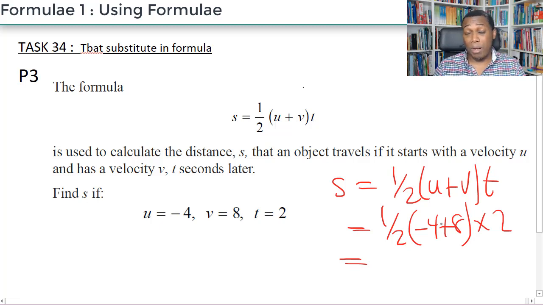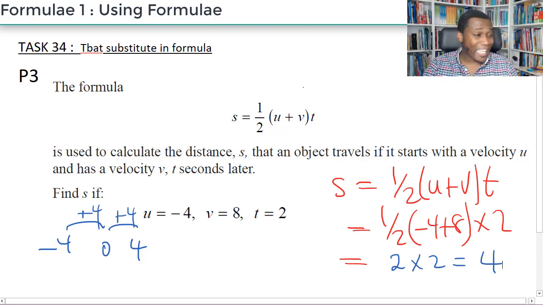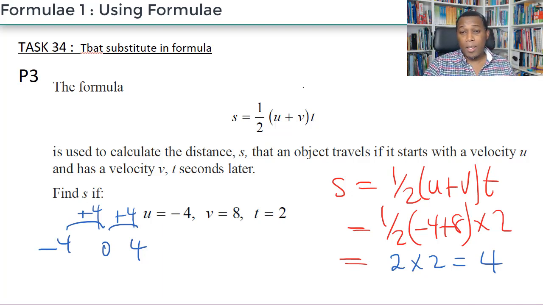-4 plus 8. On the number line, we're moving up from -4. If I add 4, I get to 0. I need to add another 4, because 4 and 4 is 8, which means I get to +4. Half of +4 is 2. And then with the 2, I multiply: 2 multiplied by 2 gives me 4 as an answer. So for this question, the answer we're getting is 4.